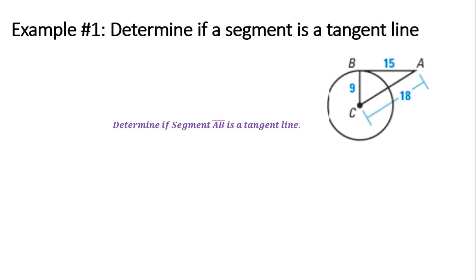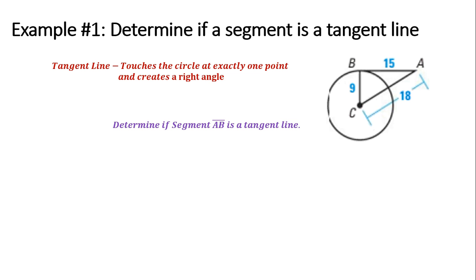In our first example, I'm going to show you how to determine if a segment is in fact tangent to a circle. So determine if AB is a tangent line. Again, a tangent line touches the circle at exactly 1 point, and it also creates a right angle. So as you can see in our diagram, if it in fact creates a right angle, then that means we have a right triangle within our circle. So we're going to be able to use the converse of the Pythagorean theorem to check and see if AB is in fact a tangent line.